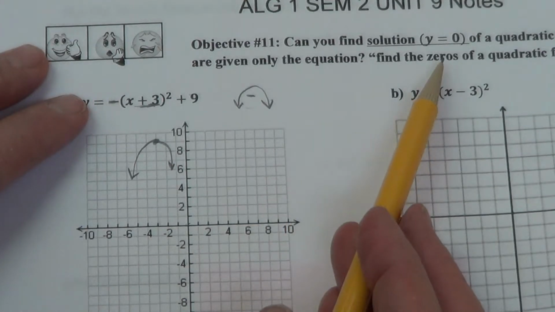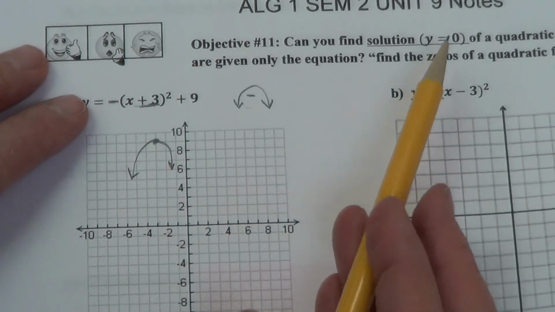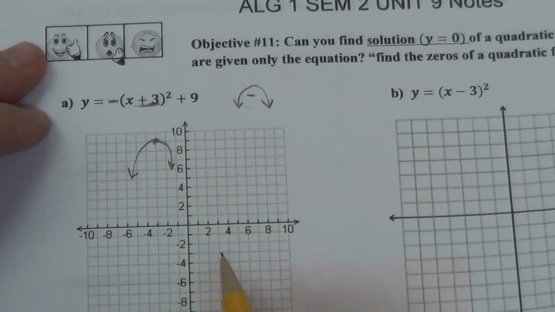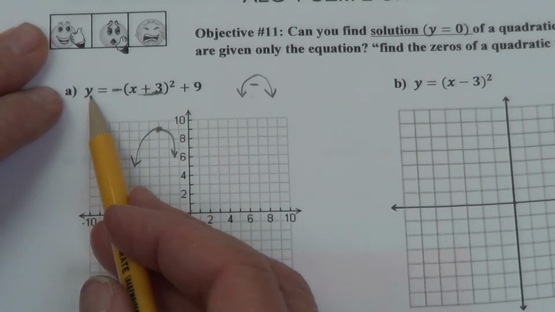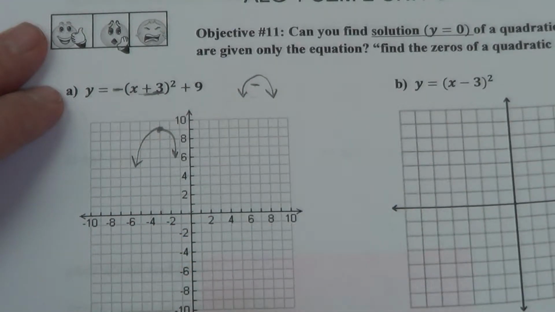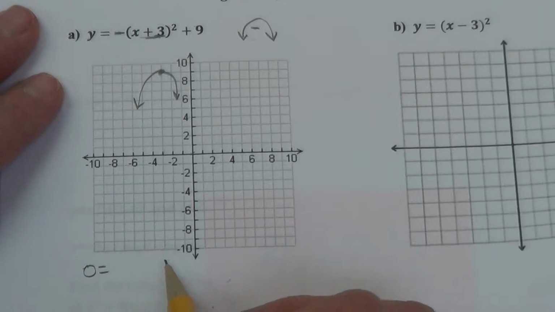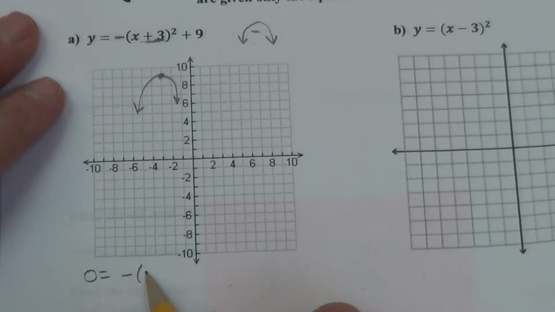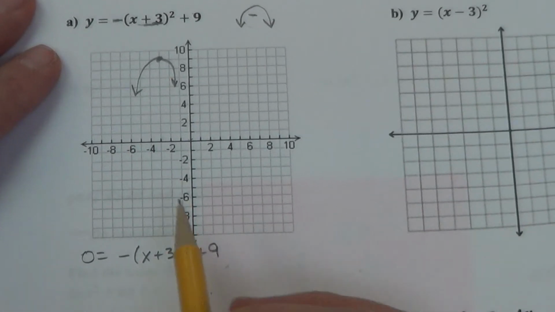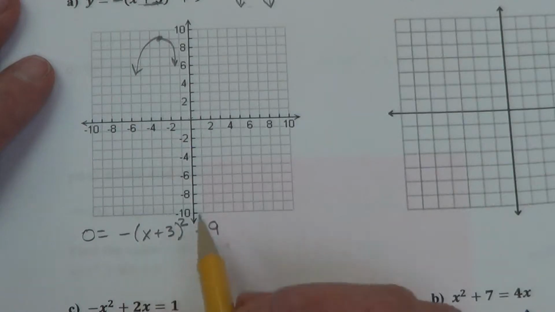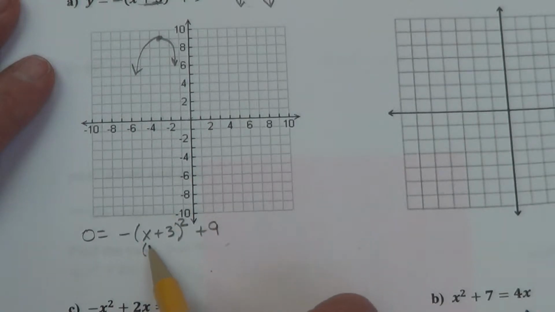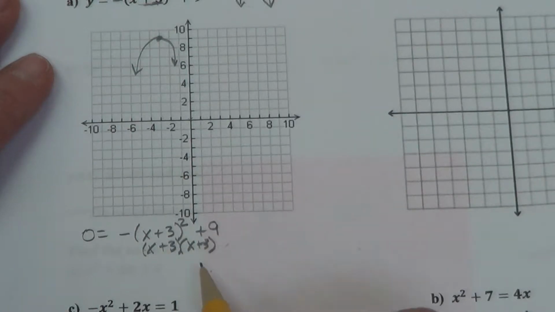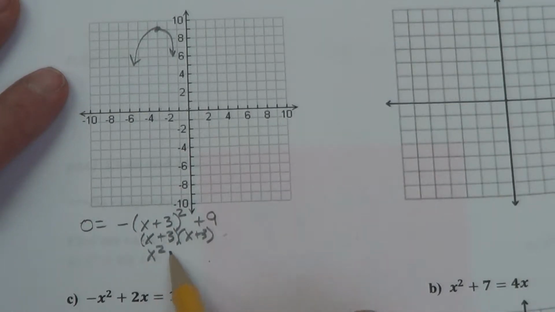Now, the problem is, I said, well, can you find the zeros? Can you find where it's crossing the zeros? The easiest way is to set y to 0. And I didn't mean crossing the zeros, I meant crossing the x-axis. So set y to 0: negative (x plus 3) squared plus 9. Okay? So the first thing that I would do is go ahead and square that. So we get x plus 3 times x plus 3 equals x squared plus 6x plus 9.